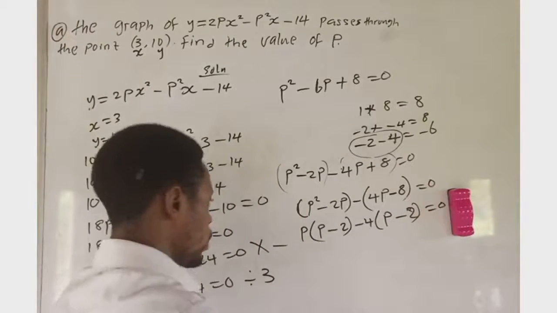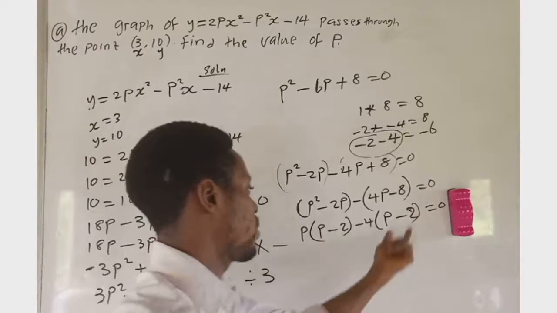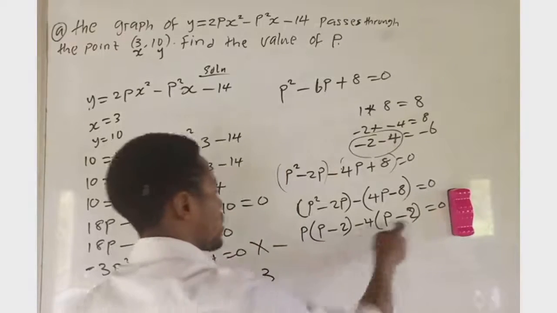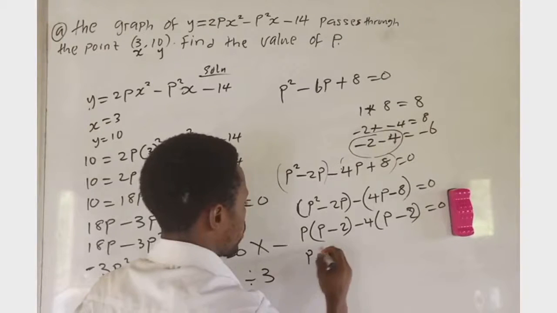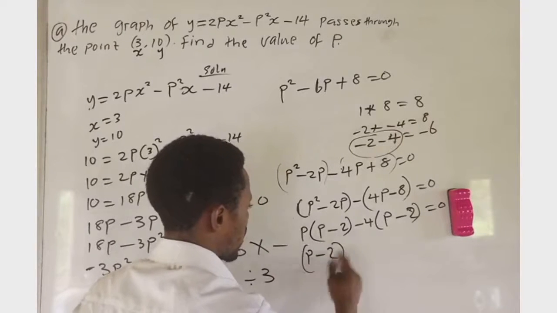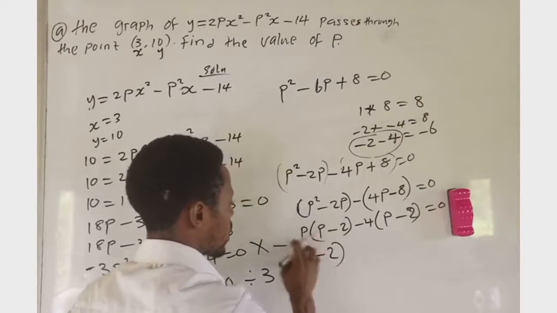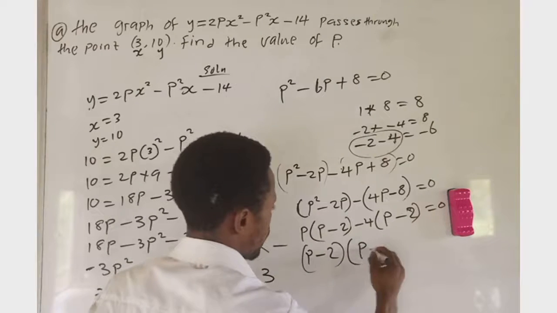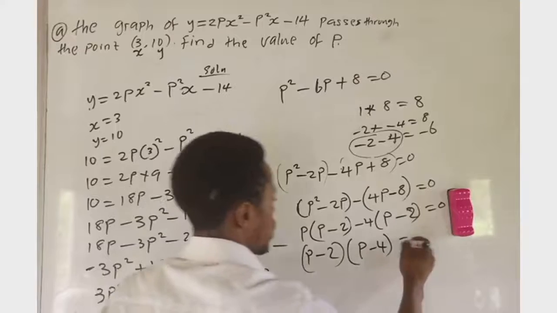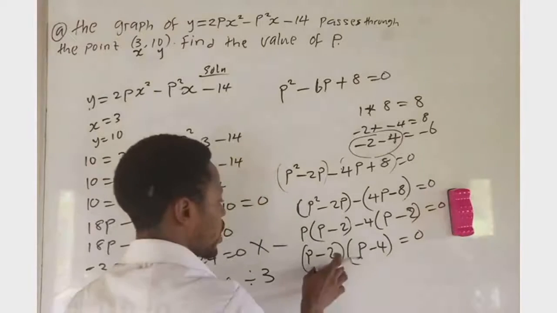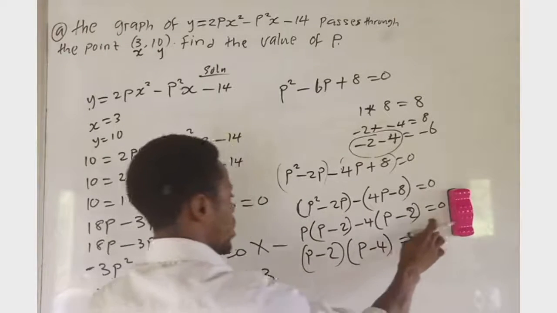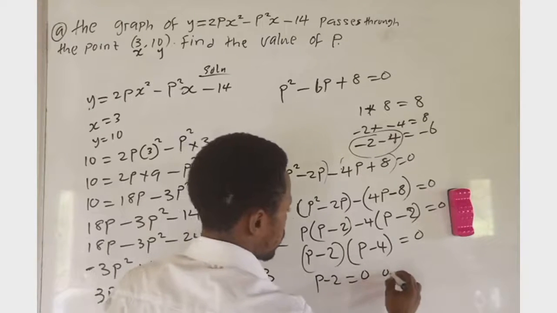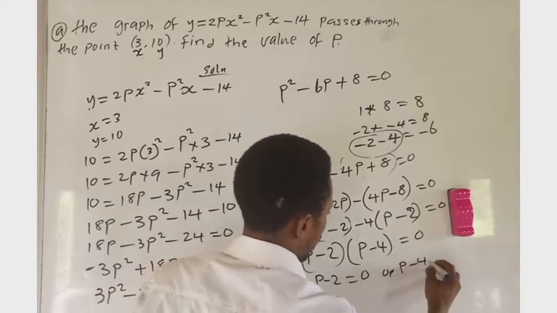So if you look at the first bracket and the second bracket, they have the same value. So therefore, take one out of it. Our p minus 2 is the first bracket we have here, and the outer parts of the two terms join together in the bracket p minus 4. So it gives us 0. So equate this one to 0, equate this one to 0. That will be p minus 2 is equal to 0, or p minus 4 is equal to 0.